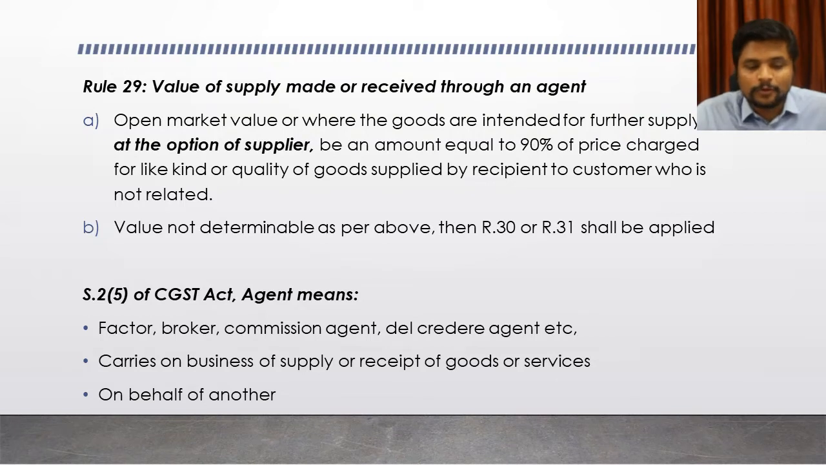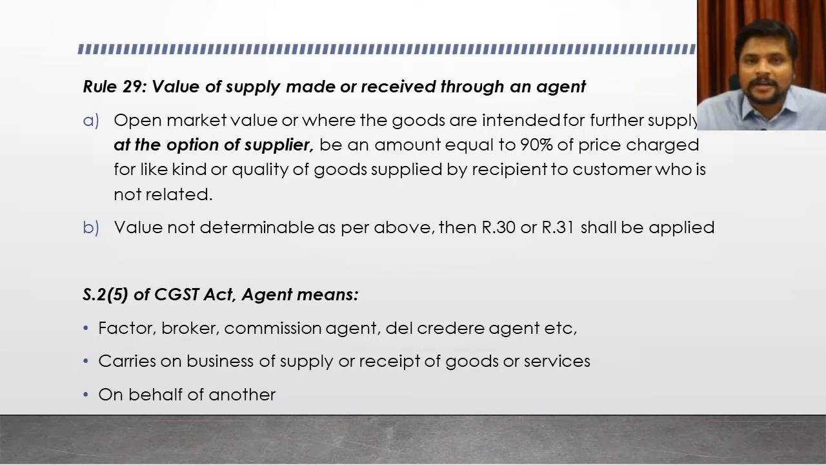Then we have to know who is an agent. What does that agent mean? The agent is defined in section 2 clause 5 of the CGST Act. The definition is provided for an agent. Agent means what? Any factor, broker, any commission agent. That also includes a del credere agent.